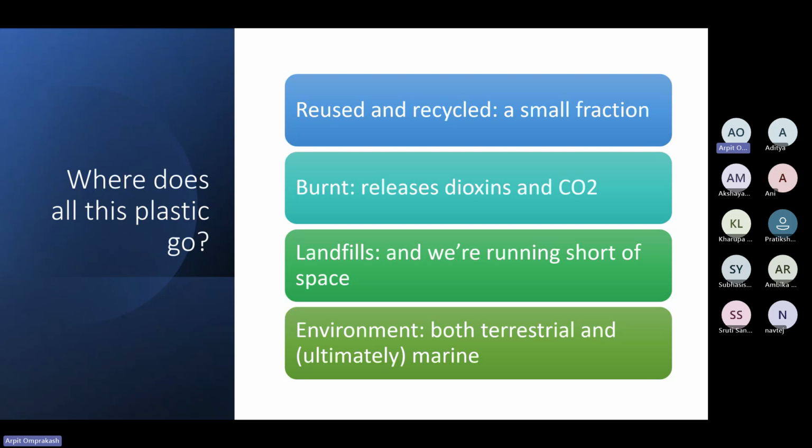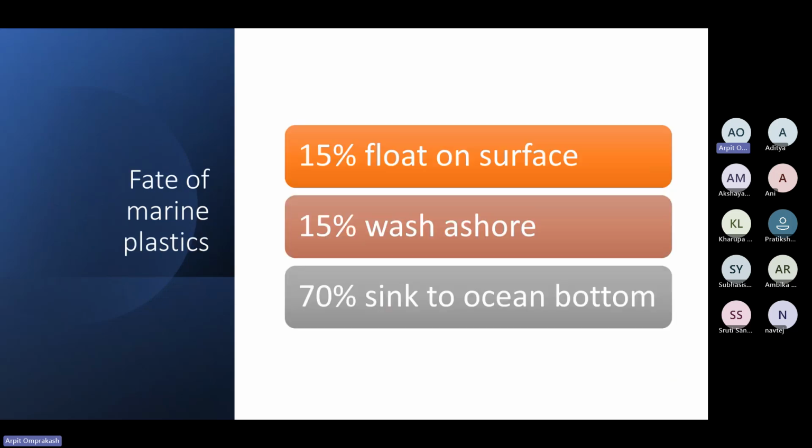Then a lot of them go into landfills, so basically into holes in the ground. And since they are not easily degradable, they stay like that for a very long time. And soon we are running short of space. So there are not a lot of places where we can dump plastics anymore. Eventually, whatever plastic is left will go into terrestrial ecosystems and environments, and ultimately into marine ecosystems and the marine environment.